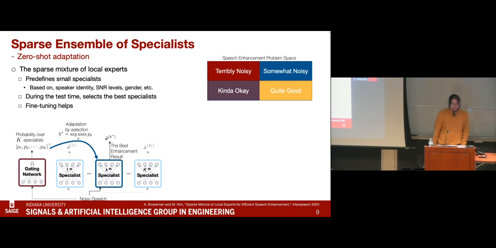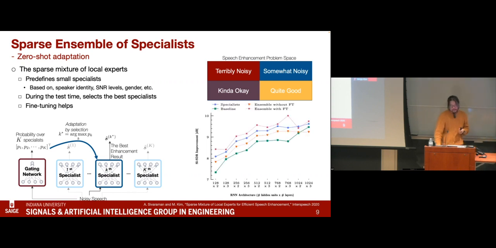Once the pre-trained models are in place and working, we can fine-tune this entire system so that, for example, if this gating network makes some mistake, right? It is a terribly noisy case, but it thinks that it's not that bad. Then it will choose some second best option. This kind of mistake has to be taken into account during training, and fine-tuning can help out this part.